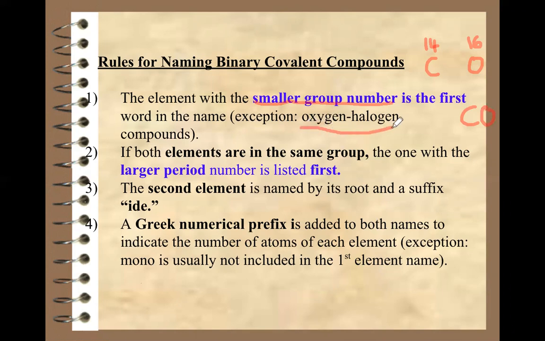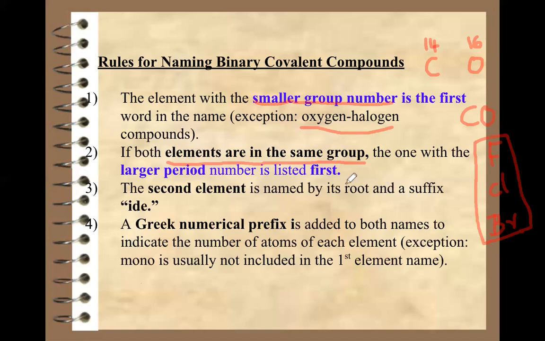Okay, come to the second point. What if both elements are in the same group? So when you have the two nonmetals from the same group, which one will go first? Okay, so for example, let's take group 17. So in group 17, you have fluorine and you have chlorine and you have bromine, like that, right? So if two nonmetals are from the same group, which one will go first?